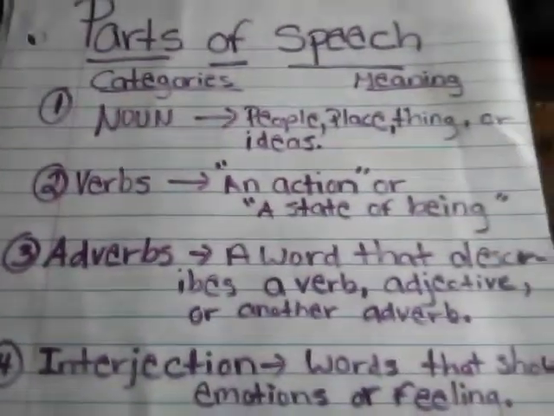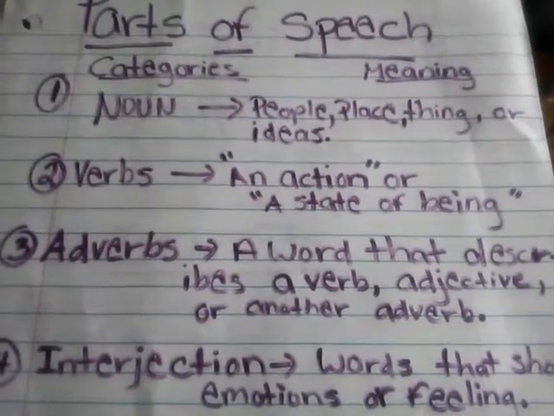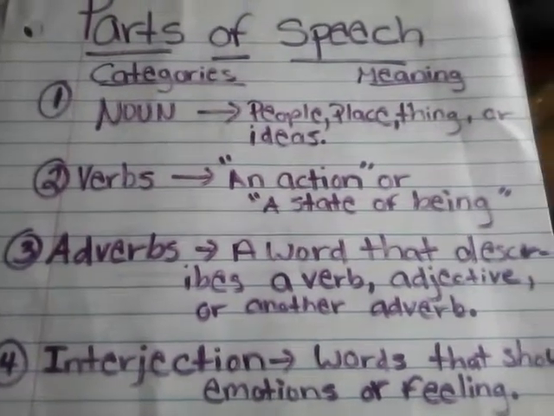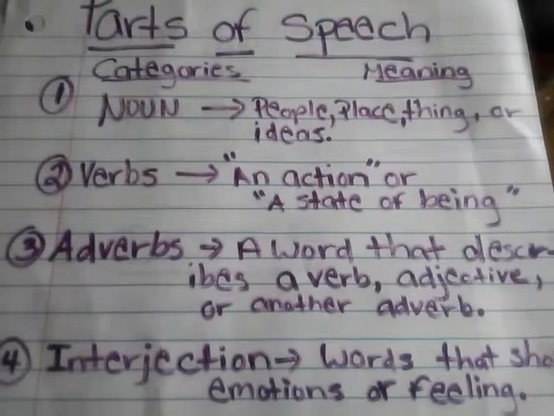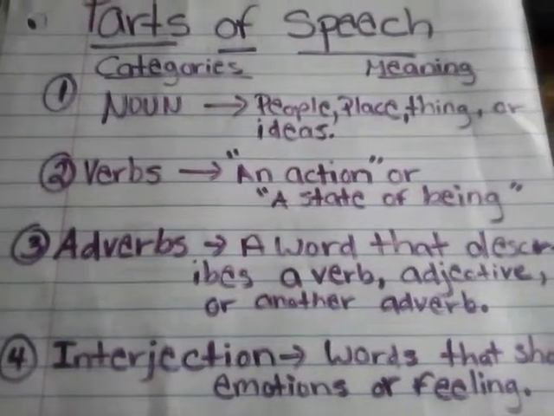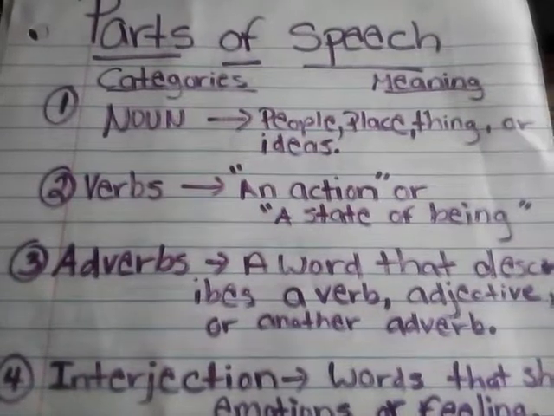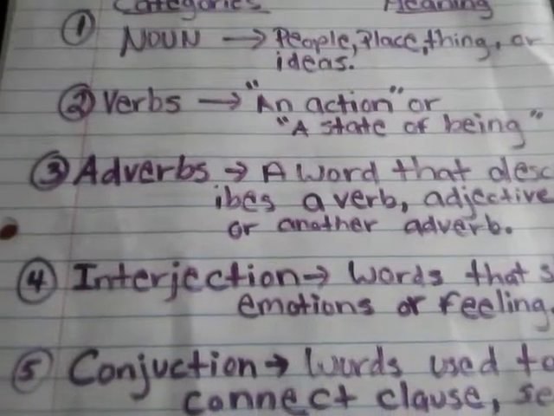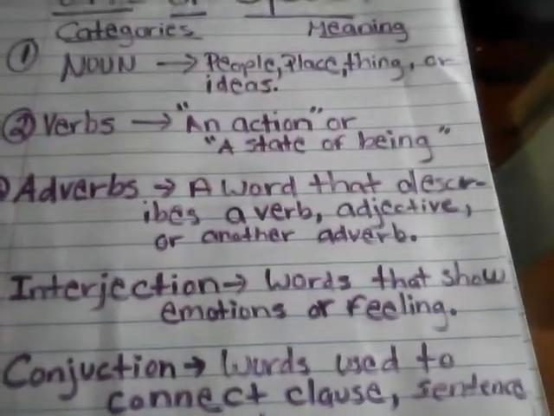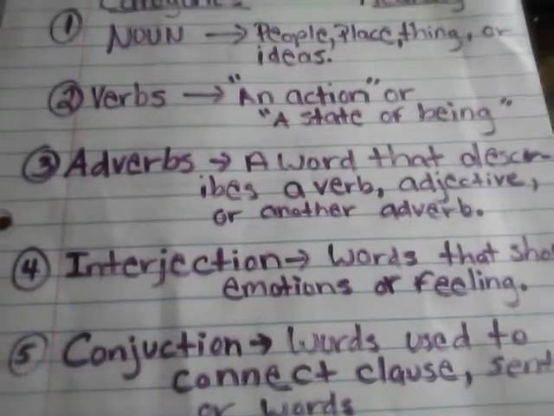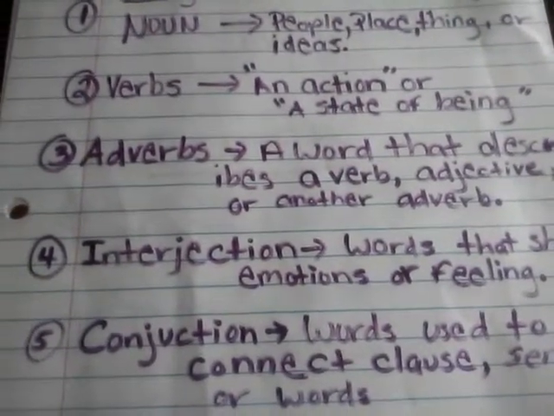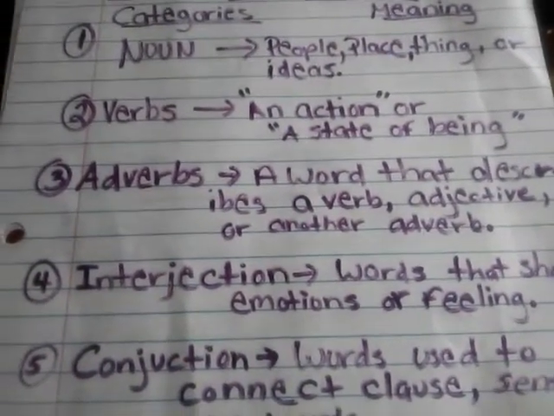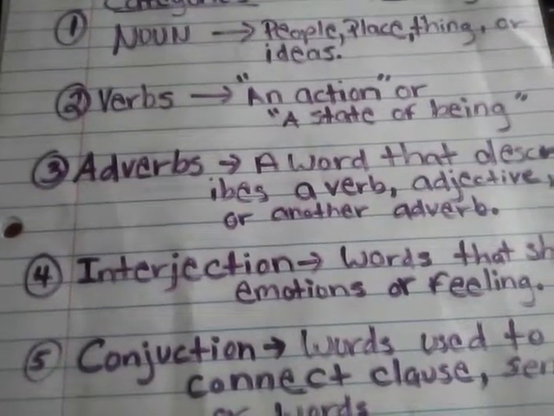The next category is an adverb. An adverb is a word that describes a verb, adjective, or another adverb. So basically, it's a word that describes the verb, adjective, or another adverb. I will go into details later on about each of those categories. So the fourth one is the interjection. Interjections are words that show emotion or feelings. So basically, anything that shows dramatic or intense emotion within a sentence is known as an interjection.